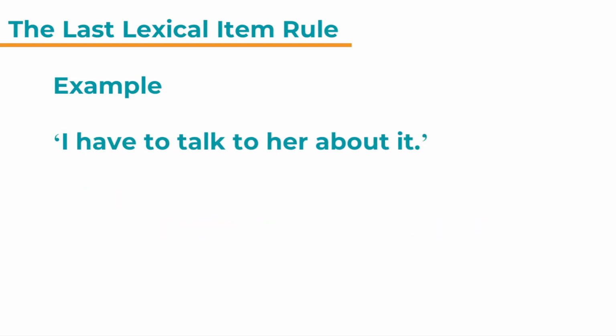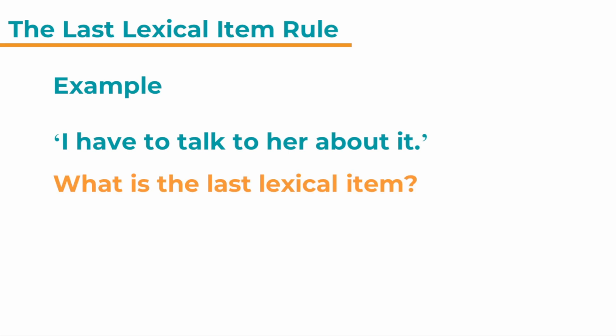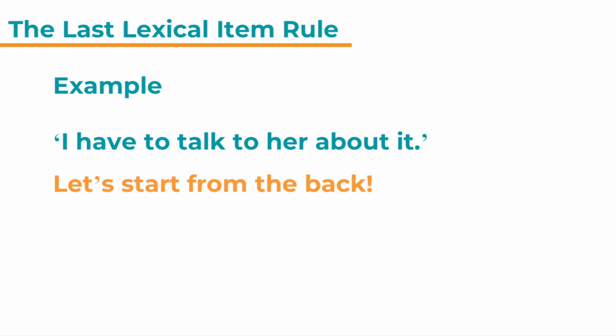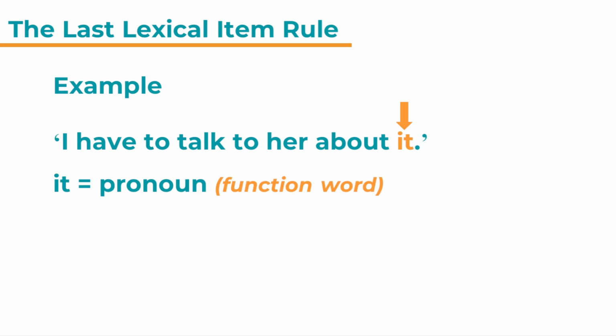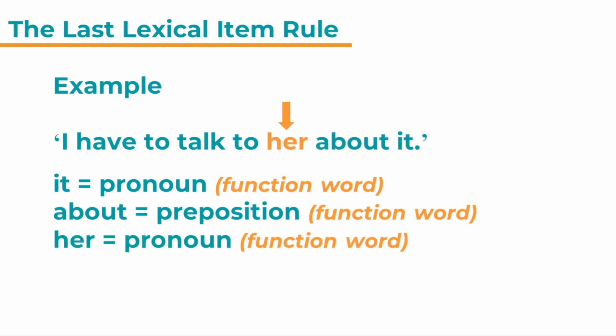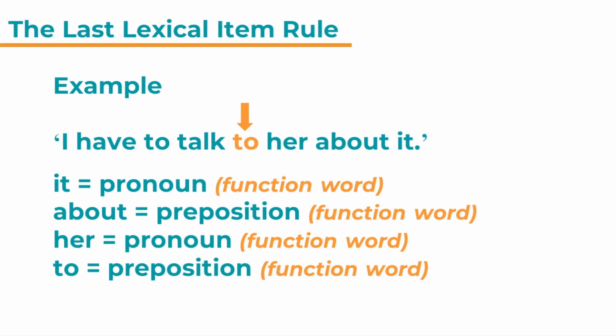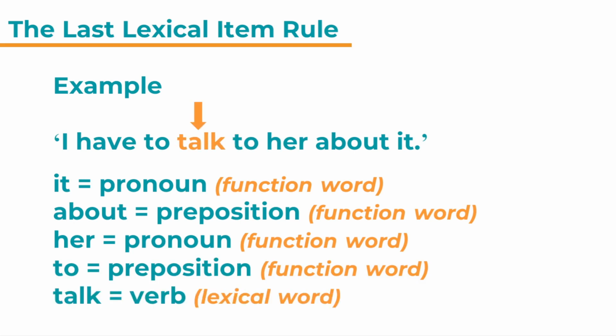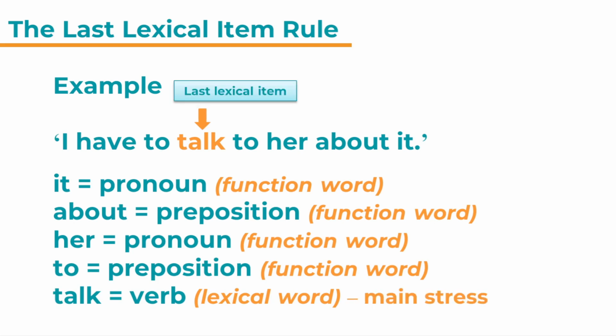Here is another example. I have to talk to her about it. What is the last lexical item here? Let's start from the back and let's classify each word. First we have it. This is a pronoun and a function word. Then we have about. This is a preposition, also a function word. Then we have her, a pronoun, also a function word. Next we have to, a preposition here, and also a function word. And then we have talk. This is a verb and a lexical word. Finally, we found our main stress. Talk is the last lexical item.